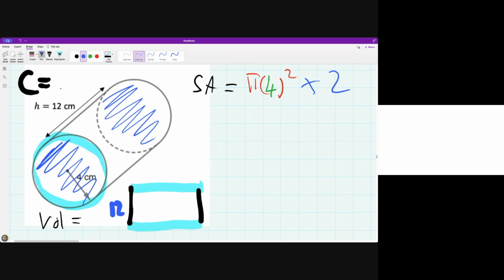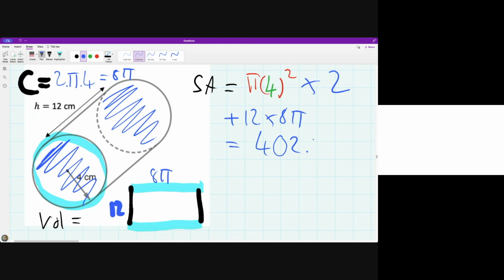Circumference would be diameter times pi, or 2 pi r. So if I go 2 pi r, it would be that, which is 8 pi. So that would be 8 pi. And then this would be 12 times 8 pi. So what would I get for my surface area? 16 times pi times 2 plus 12 times 8 times pi. And I get 402.12 centimeters squared.